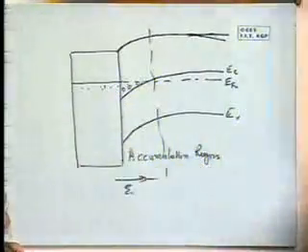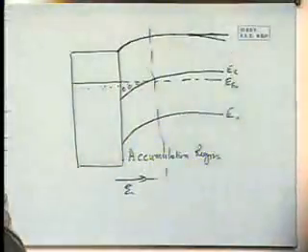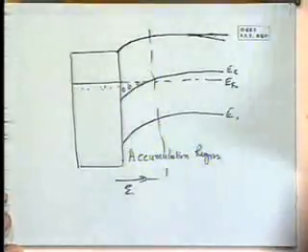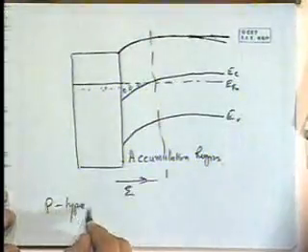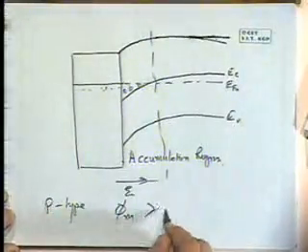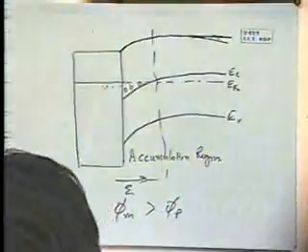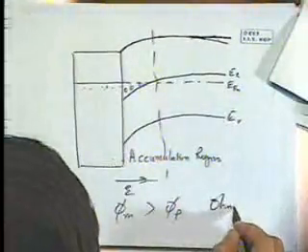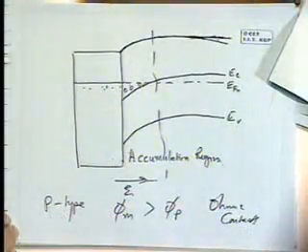The same kind of thing would be true for p-type, where we would have the opposite condition. So for p-type we would have phi m greater than phi p, in which case we will get ohmic contacts. Ideal theory. Reality is very different.